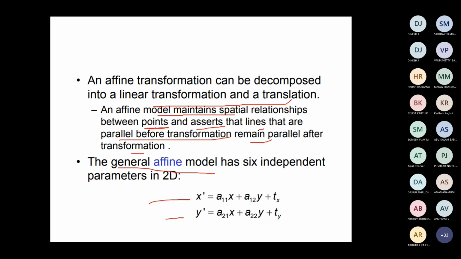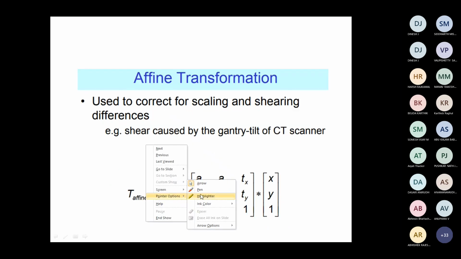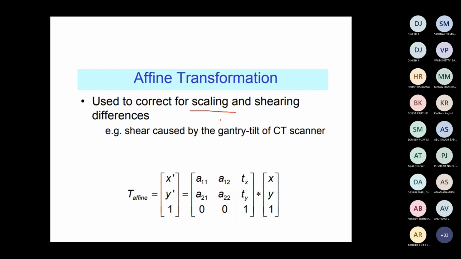So x prime is a11 x plus a12 y plus tx. So the parameters here are a11, a12, tx, a21, a22, ty. Okay, so these are the transformations. And the affine transform is used to correct for scaling and shearing differences. So in the affine transform, the parameters that we need to know are the 6 parameters, and this is written in a homogeneous manner.